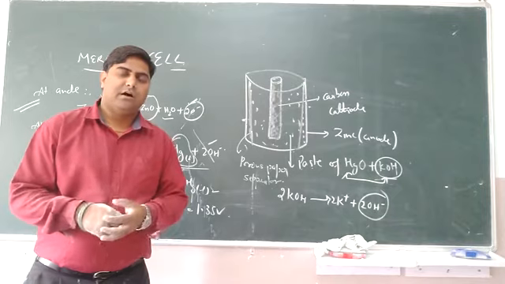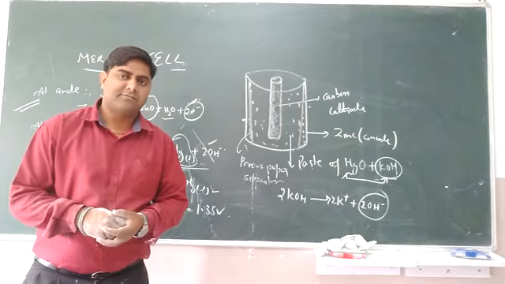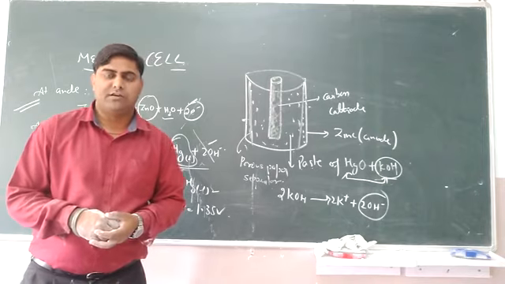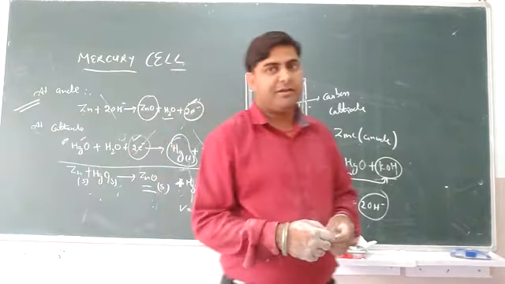So this is all for the day. Tomorrow we will discuss a few more cells. We will discuss secondary cells as well as corrosion, that is rusting of iron is an electrochemical process.